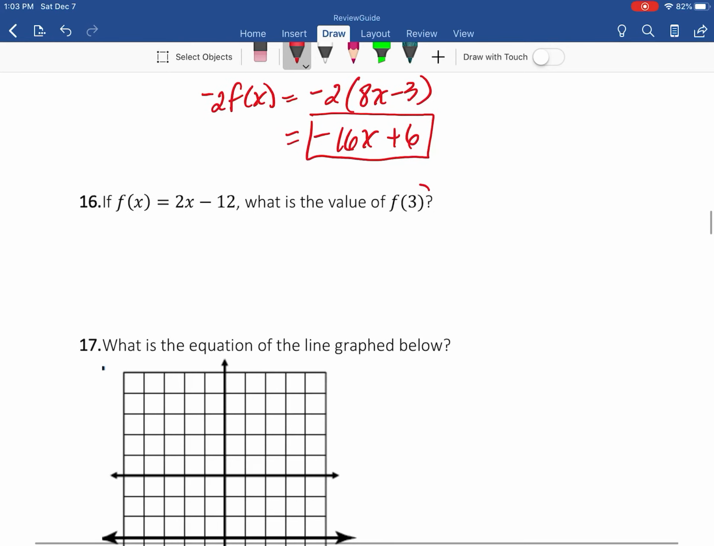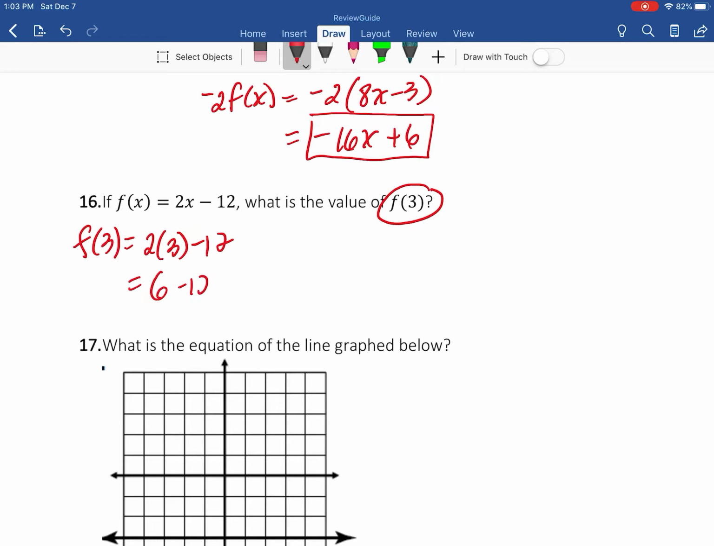Number 16, same kind of idea. Now we're looking for our x value. So this is going to become 2 times 3 minus 12. I say f of 3 is equal to that. Then that's going to give me 6 minus 12, which is going to be negative 6. So f of 3 is equal to negative 6.